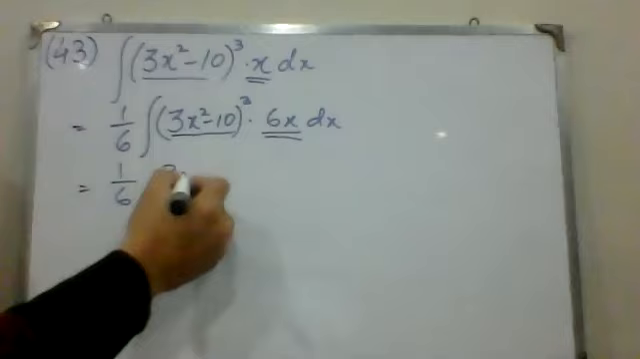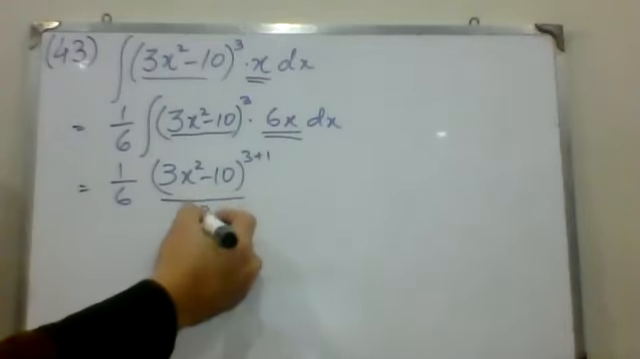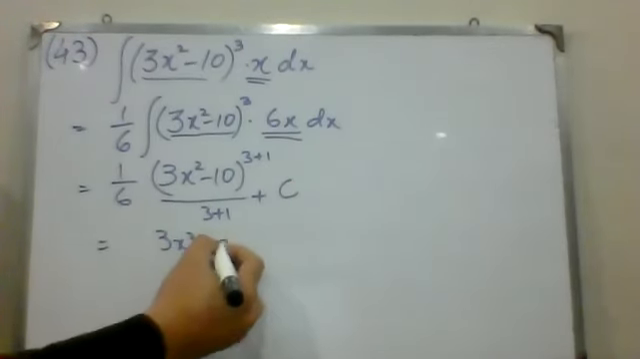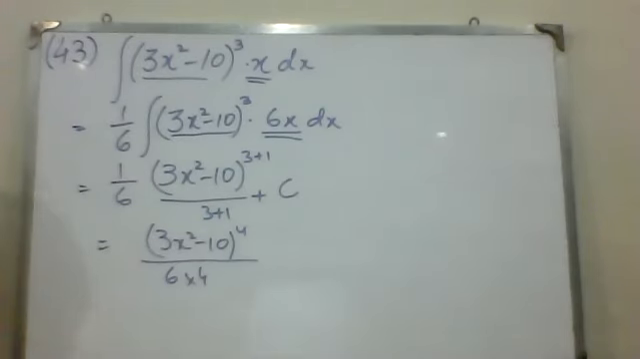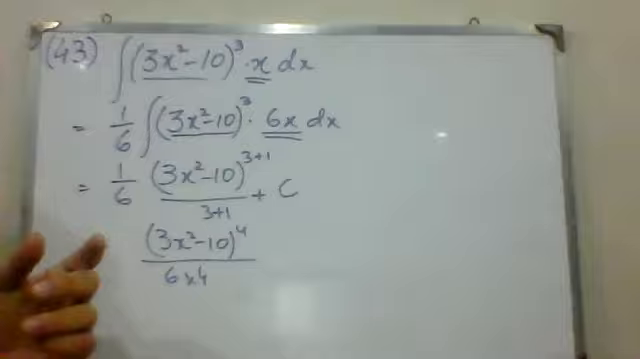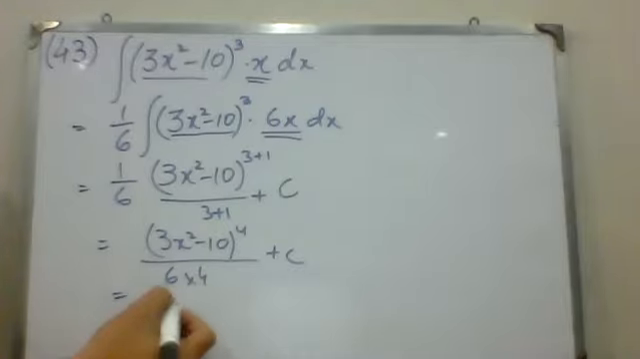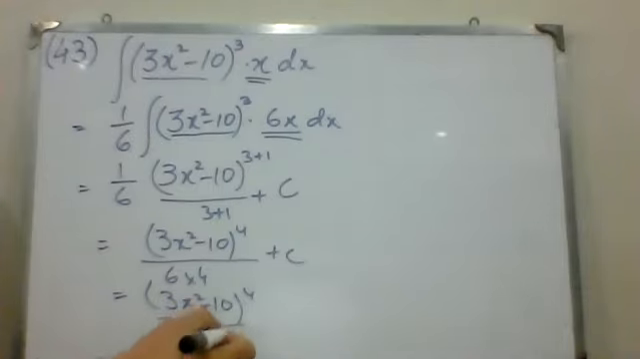So now here, (3x square minus 10) whole power 3 plus 1, divided by 3 plus 1, plus c. So we get from here (3x square minus 10) whole power 4 divided by 6 and 4. That's 6 and 3 plus 1 is 4. Now simplify that term. We get (3x square minus 10) whole power 4 divided by 24, plus c. So that is our required answer.